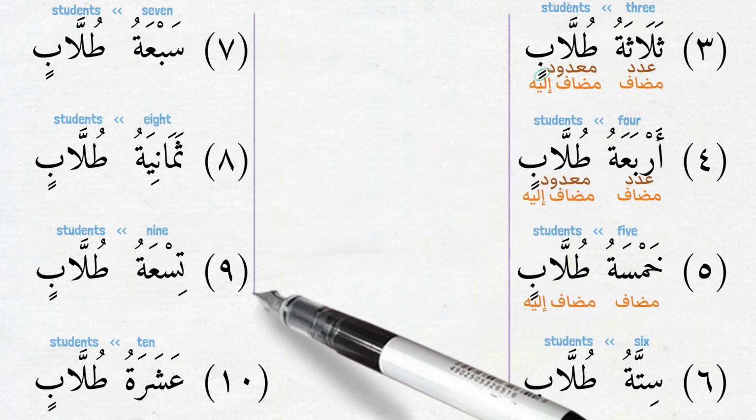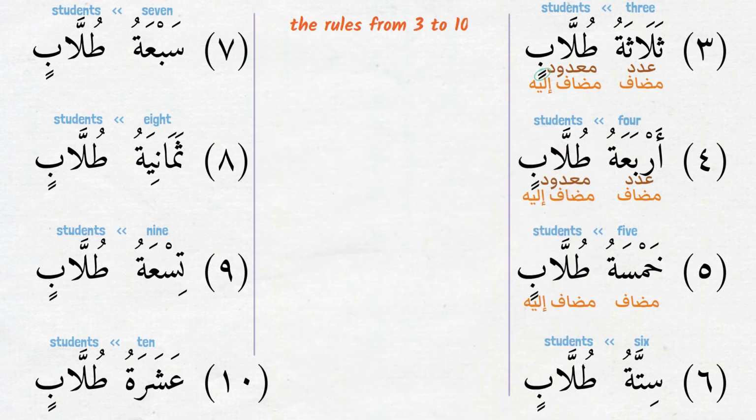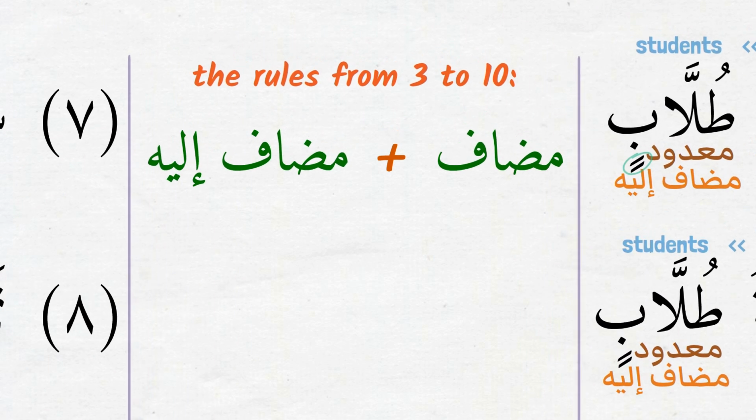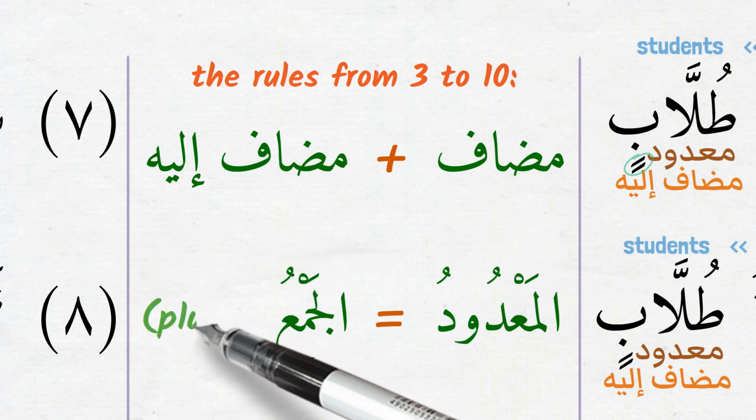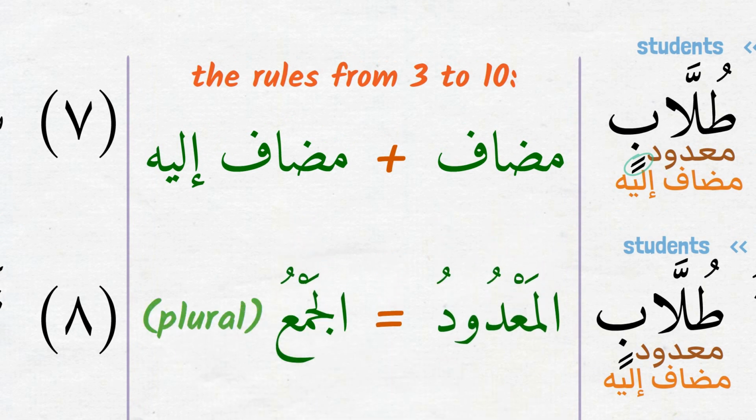Now take a look at all these عدد and معدود pairs from 3 to 10. We already said they are مضاف and مضاف إليه combinations, right? We can also see that معدود طلاب in each pair is الجمع, plural. So from 3 to 10, we should use الجمع, the plural noun for the معدود.